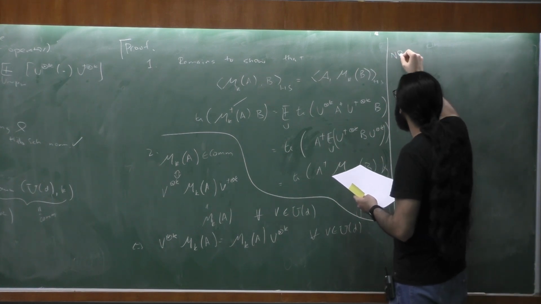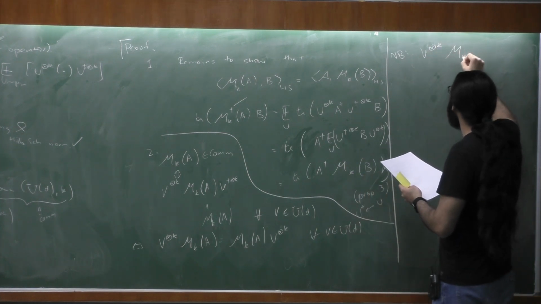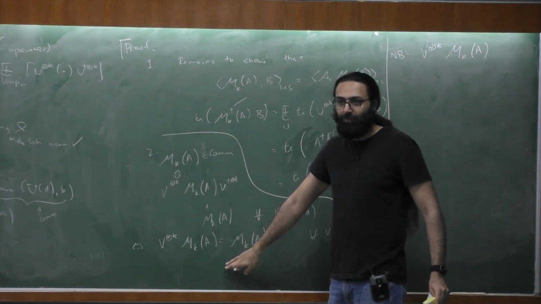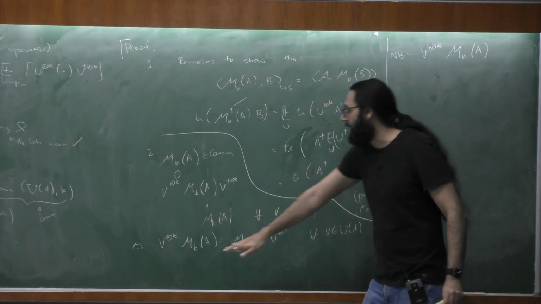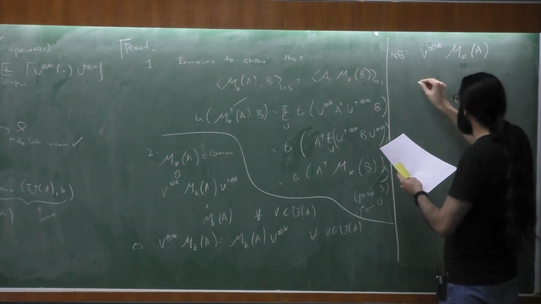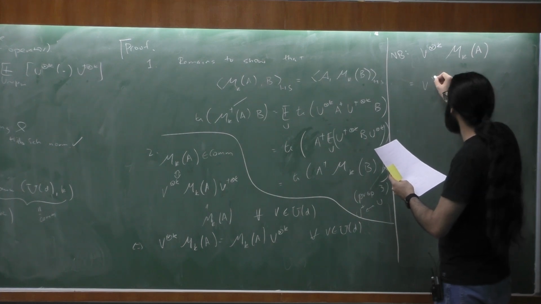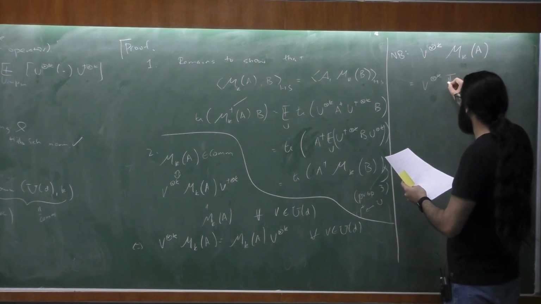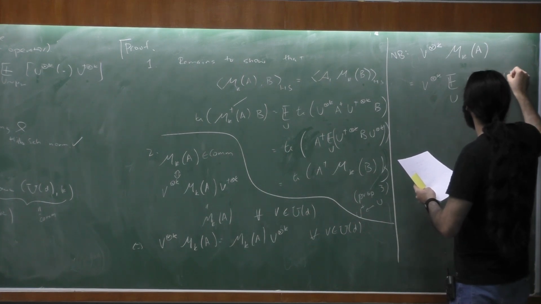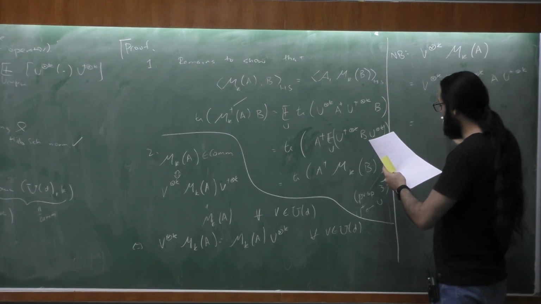Okay, so now here's a note. The note says that V tensor k acting on M_k(A). So this is basically the burden. This is what I want to prove. I haven't proved anything. I'm starting from the left hand side and trying to argue that it's actually equal. So let's start with this object and expand, writing down the definition of M_k. What is the definition of M_k? It's the expectation over U tensor k, A, U dagger tensor k, right? So far I've just written the definition.